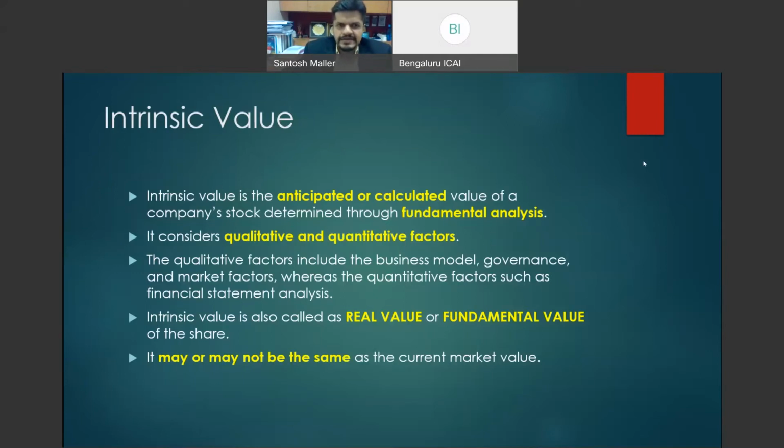See, ultimately, friends, valuation is what? Something an investor is willing to purchase, or willing to invest, and something the seller is willing to accept as a consideration for that particular asset or for that particular share. So qualitative aspects do play a big role in determining the quantitative factors.